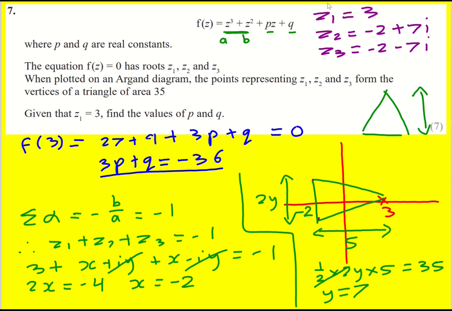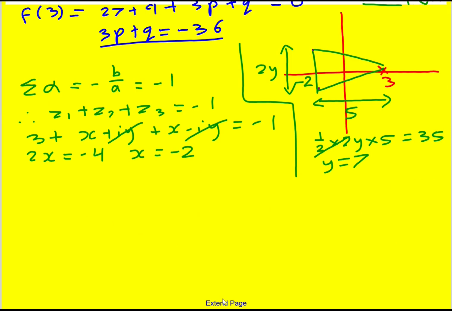There's actually lots of different ways to do it, and I would recommend having a look at the mark scheme. But what I decided to go with is multiplying the 3 roots, because alpha, beta, gamma. When you sum the pairs, it would be c over a, and when you multiply the triples together, it's going to be minus d over a, which is going to be minus q. So that means that 3 times minus 2 plus 7i times minus 2 minus 7i is going to equal minus q.